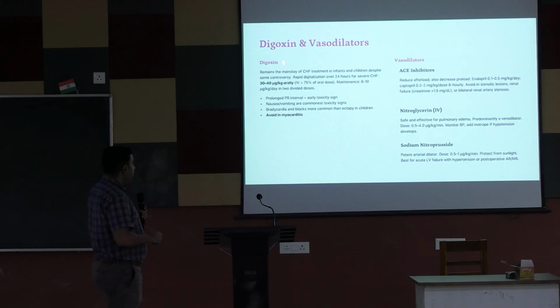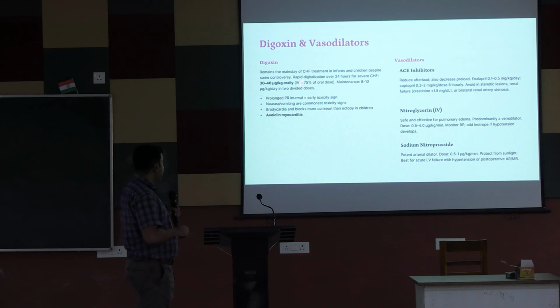And then, to increase the cardiac contractility, digoxin is very commonly used. The mainstay of treatment in congestive heart failure in infants and children. We have to digitalize at the dose of 30 to 40 microgram per kg orally, and the maintenance dose is 8 to 10 microgram per kg in 2 to 3 divided doses.